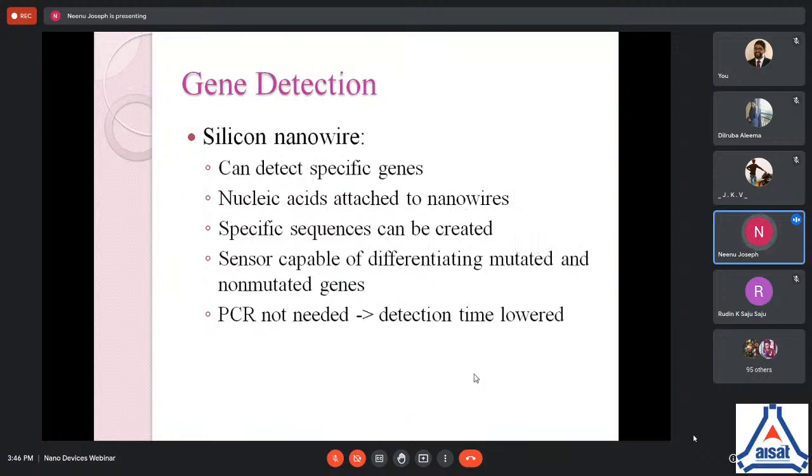And coming to gene detection, we use silicon nanowire. It can detect specific genes, with nucleic acids attached to nanowires. Specific sequences can be created. The sensor is capable of differentiating mutated and non-mutated genes. PCR not needed. Detection time is lowered here.